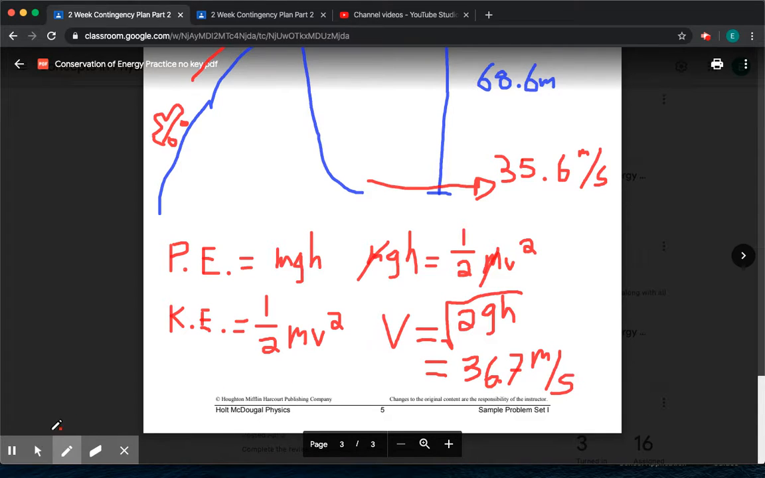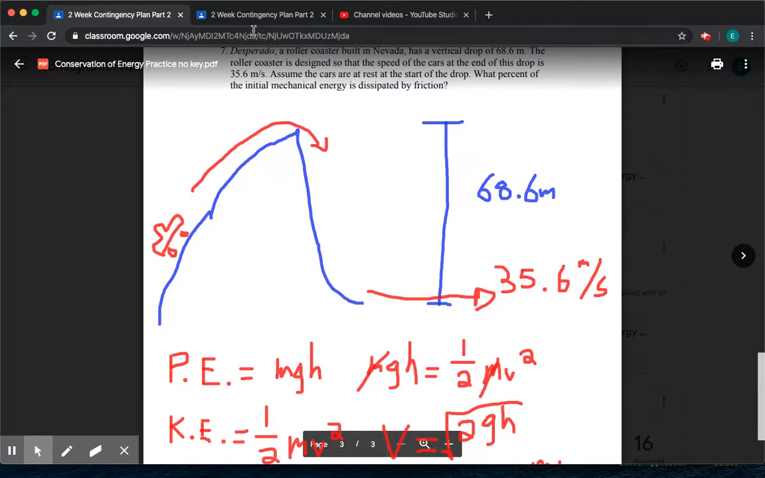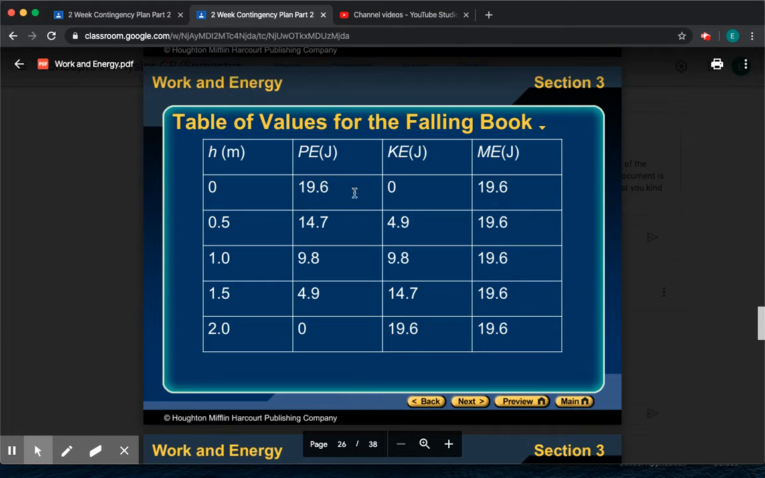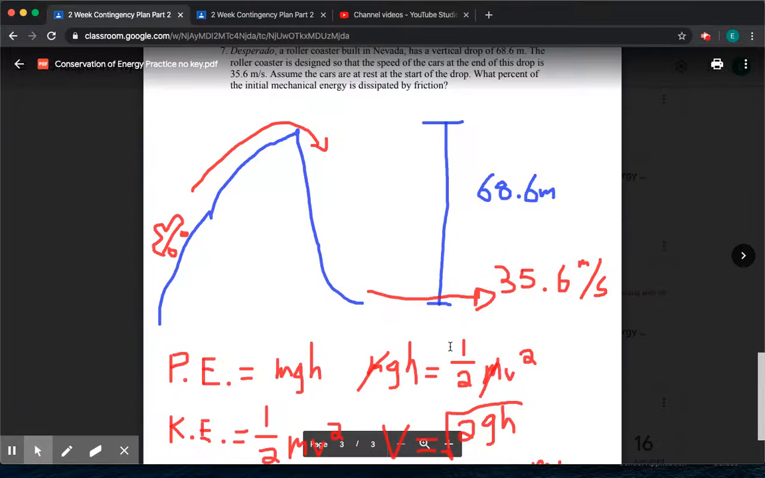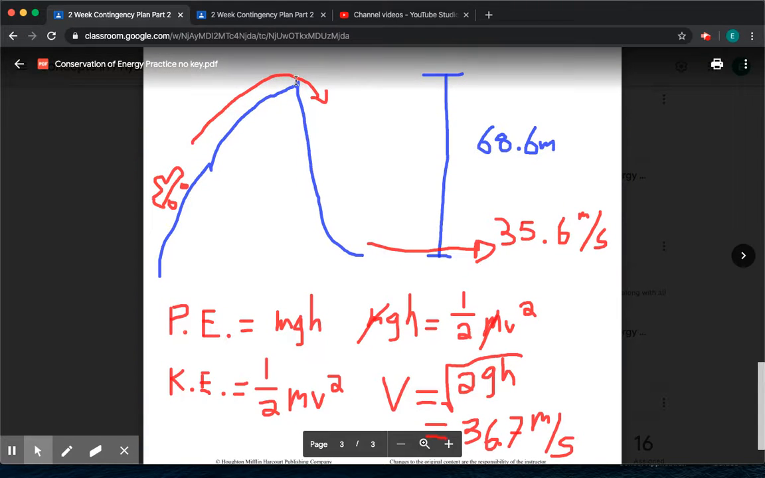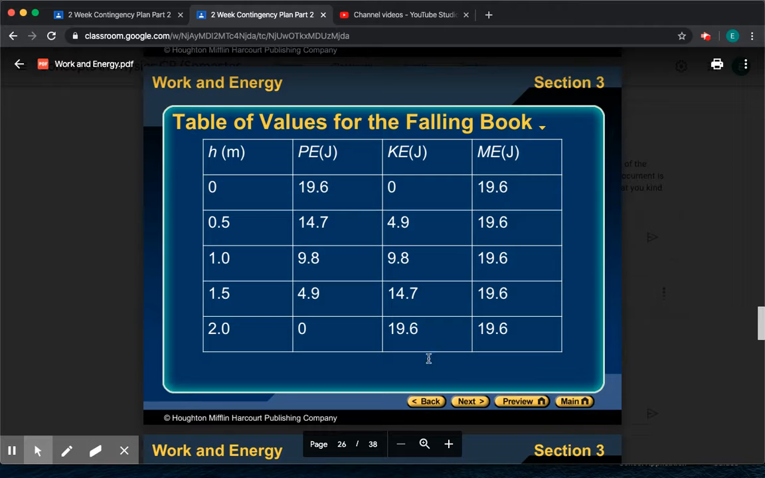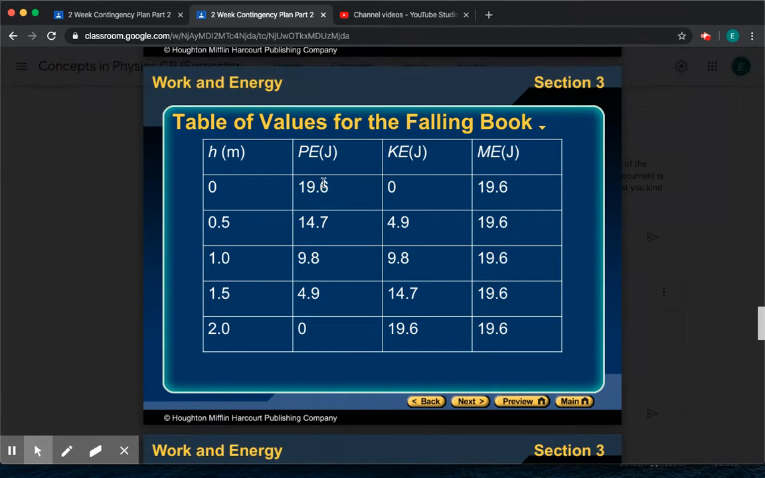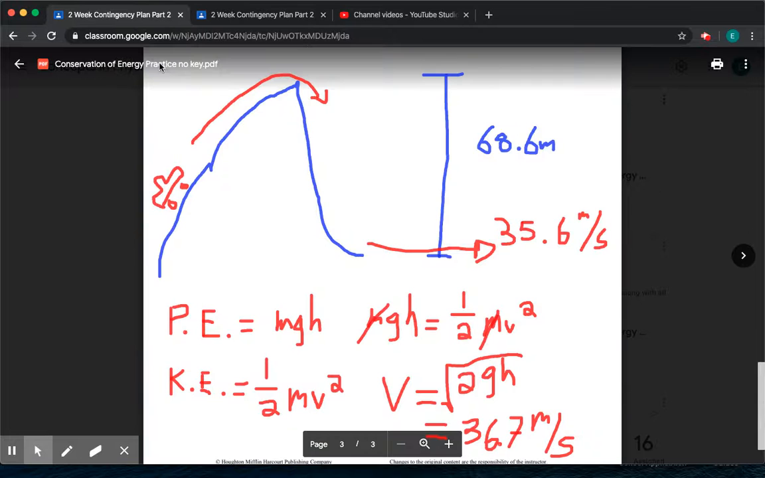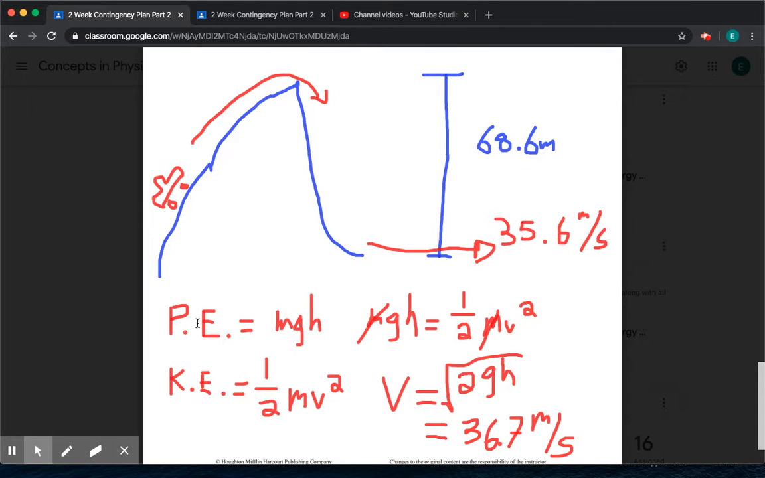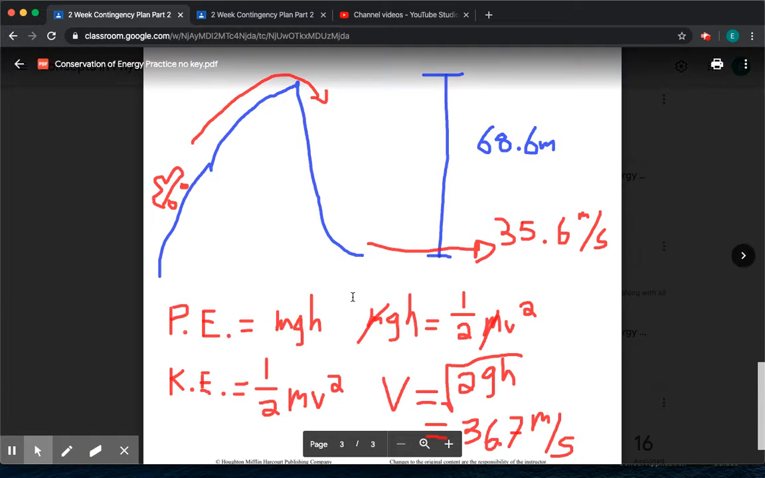So let me just work through what I just did because some of you might be confused. At the top of the roller coaster, we have all potential. At the bottom of the roller coaster, you know that all the potential is going to be converted to kinetic, right? So that means the potential energy in the beginning needs to be equal to the kinetic energy at the end, okay? This is the potential energy initial in the beginning. This is the kinetic energy at the end. They need to be equal to each other.